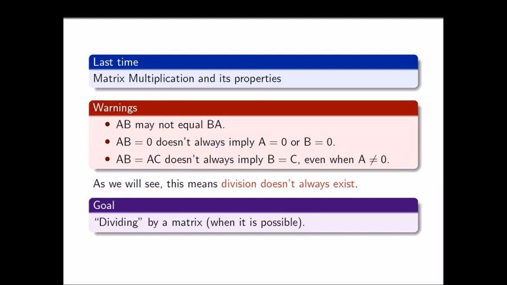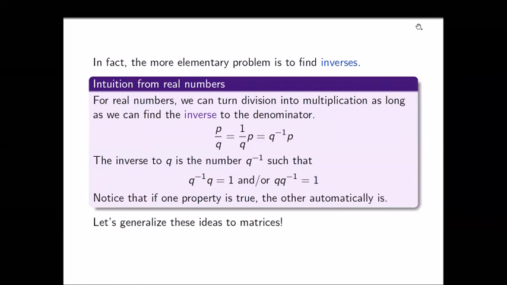And one thing that we did not talk about was matrix division, vaguely speaking, and that is what our goal for this episode is. So we're going to begin by recalling division in real numbers. Note that any division problem can be converted into a multiplication problem as long as we can find the inverse to the denominator. So we can write a fraction p over q as q to the minus 1 times p. This number q to the minus 1 is called the inverse to q, and it satisfies that q to the minus 1 times q is equal to 1, and so is q times q to the minus 1.